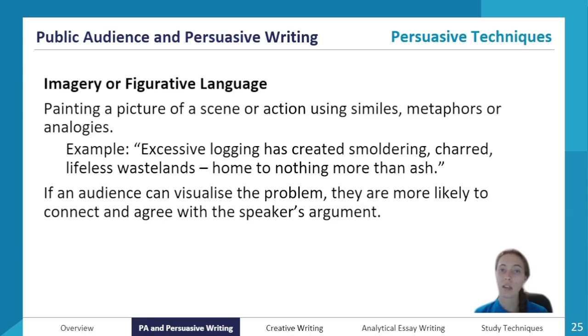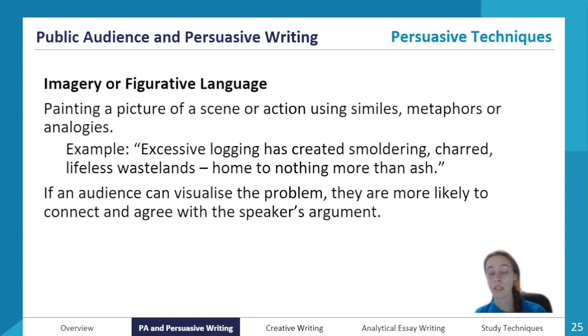So if an audience can visualize the problem, they're going to be more likely to connect with and agree with the speaker's argument. So in this case, we can see the problem, see how bad it is, how much we want to avoid that happening, and that is adding to the persuasive element. It's making the audience feel like they want to do something to stop this from being the reality.